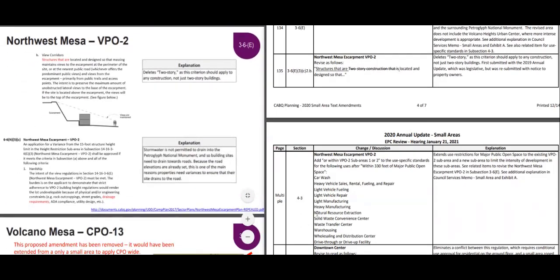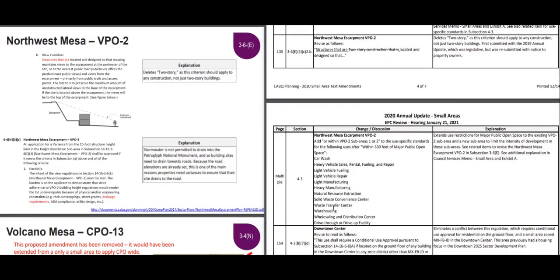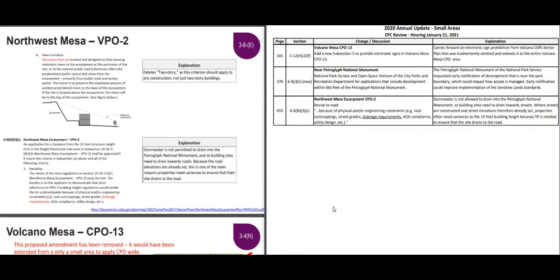The last change here is in section 6.6N. I'll find it over here. This text is for the review and decision criteria for an application for variance to the 15-foot structure height that would apply in the height restrictions area. And it says it shall be approved if it meets the criteria in subsection A above and all of the following. The first one, you must demonstrate hardship.